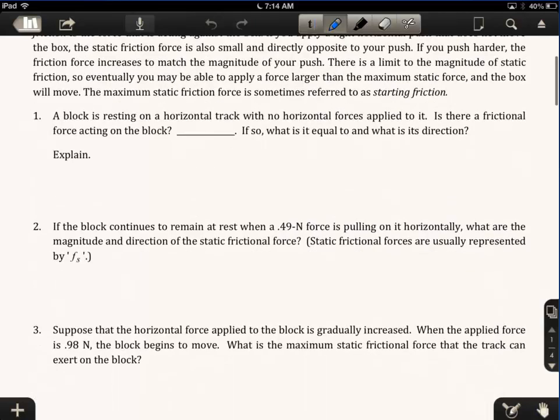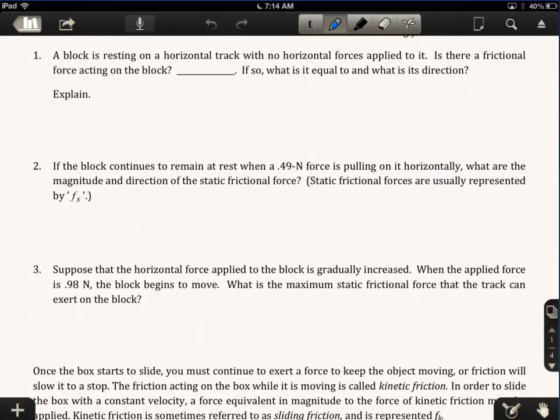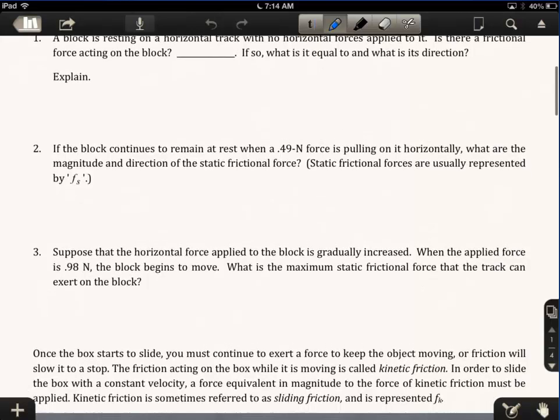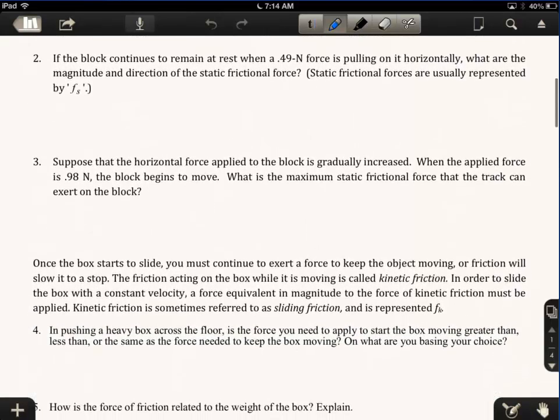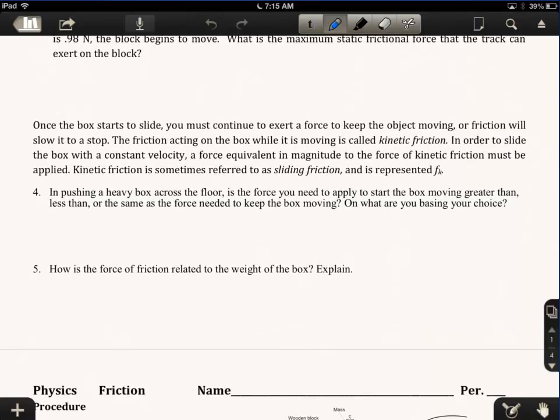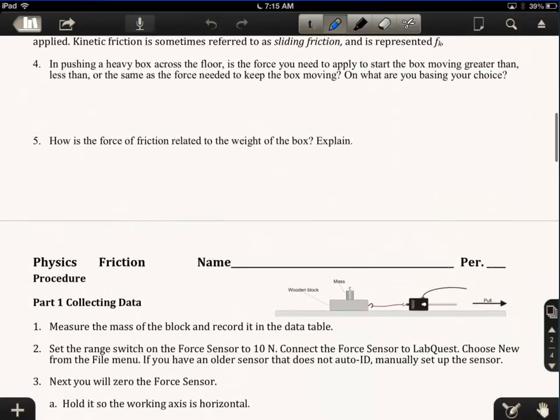2 says, hey, if it's a 0.49 Newton force to start to pull it and it still doesn't move, that means friction must be pulling back against it with 0.49 Newtons. And 3, if you've got this thing moving, or it just starts to move when you apply 0.98 newtons, then it must have taken 0.98 newtons to overcome friction, so the maximum static frictional force is basically 0.98 newtons. 4 and 5, that's just things that you guys probably already know.